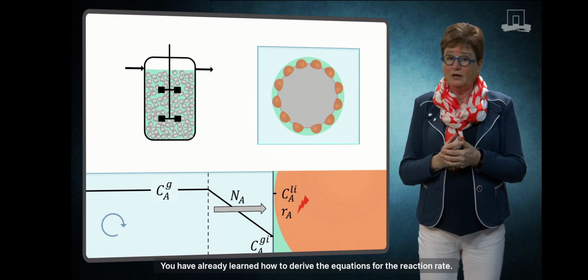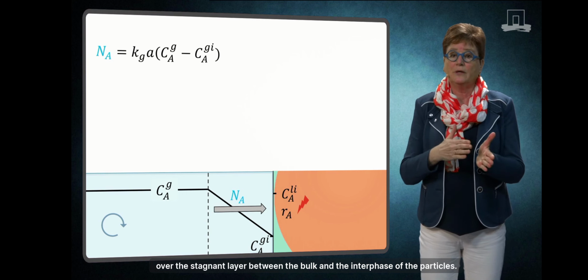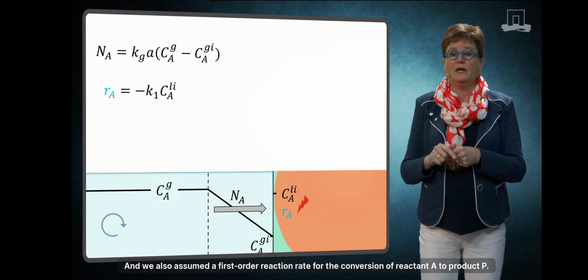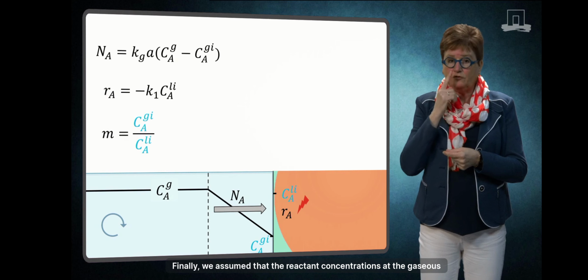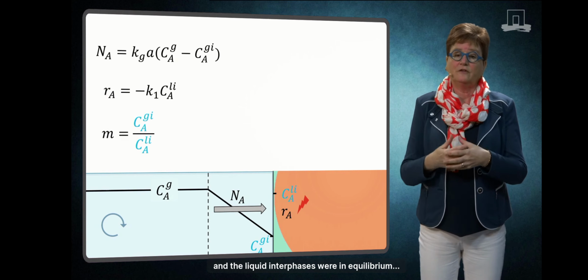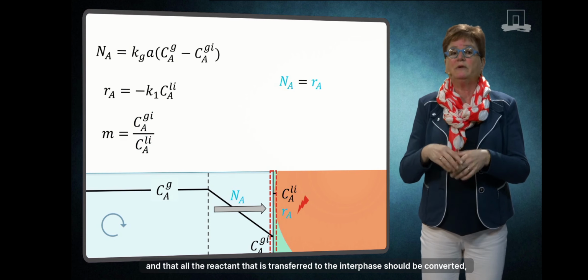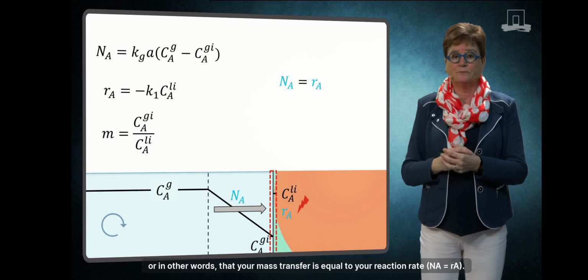reactor. You have already learned how to derive the equations for the reaction rate. To do so, we used Fick's law to describe the mass transfer of reactant A over the stagnant layer between the bulk and the interface of the particles, and we also assumed a first order reaction rate for the conversion of reactant A to product P. Finally, we assumed that the reactant concentration at the gaseous and the liquid interfaces were in equilibrium, and that all the reactant that is transferred to the interface should be converted, or in other words, that your mass transfer is equal to your reaction rate.